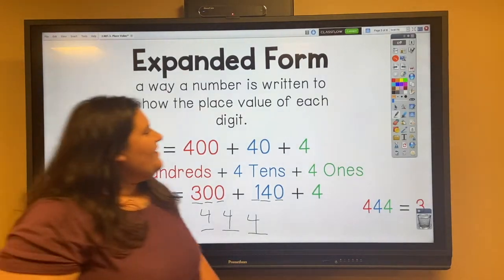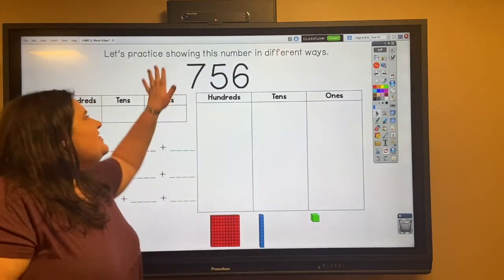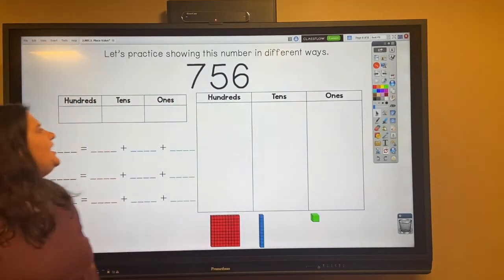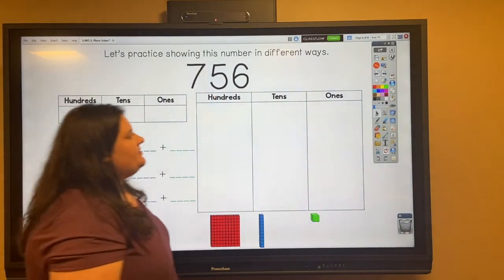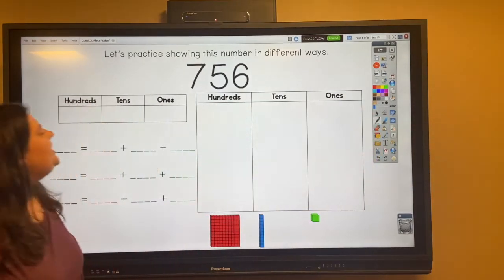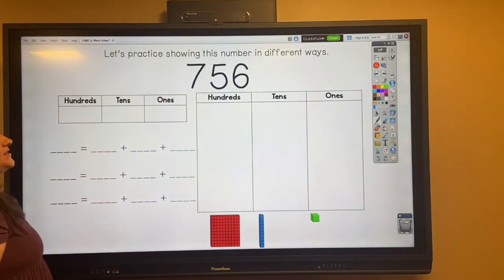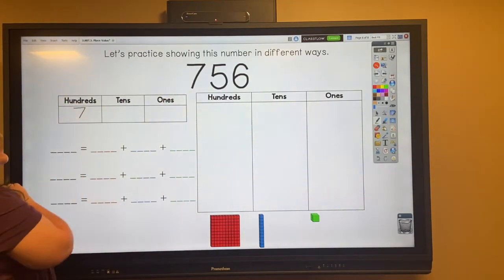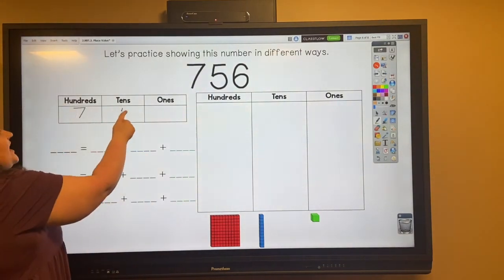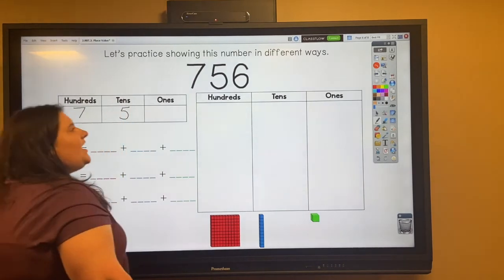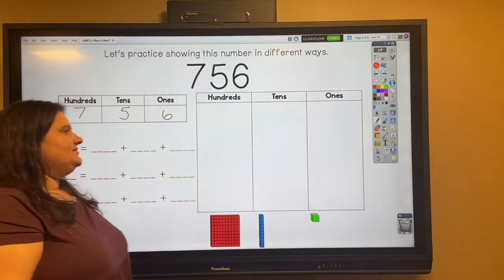It's just broken apart. All right, boys and girls, so now we're going to practice representing this 3-digit number in different ways. So the first thing that we're going to do is identify the digits and what place value they're under, so how much they're worth. In this number, I have 7, 5, and 6. The 7 is located in the hundreds place, so that means I have 7 hundreds. This number has a 5 in the tens place, so that means that I have 5 tens. Finally, the 6 is in the ones place, so that means I have 6 ones.